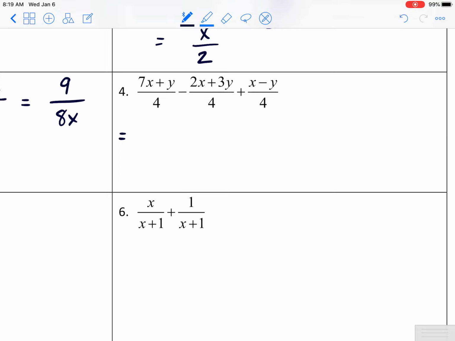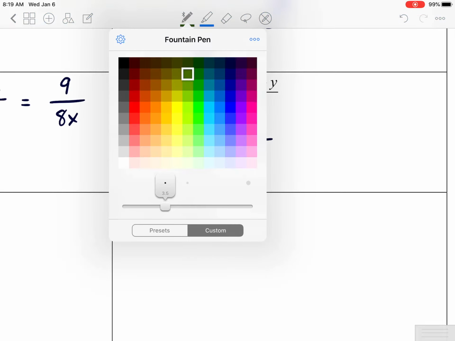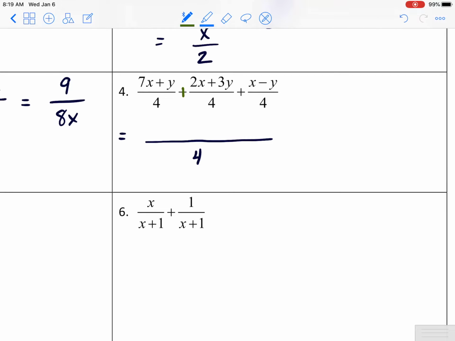All right, number 4. Got a lot going on here, so I'm going to draw one big, large fraction. Here's my subtraction problem, so I'm going to change the subtraction to addition. I'm going to change this sign, and then I'm going to change this sign. I don't do anything with this last fraction at the end because it's a plus sign, so I'm going to leave it as is. So really, at the top, I have 7x plus y minus 2x minus 3y, then I have plus x minus y.